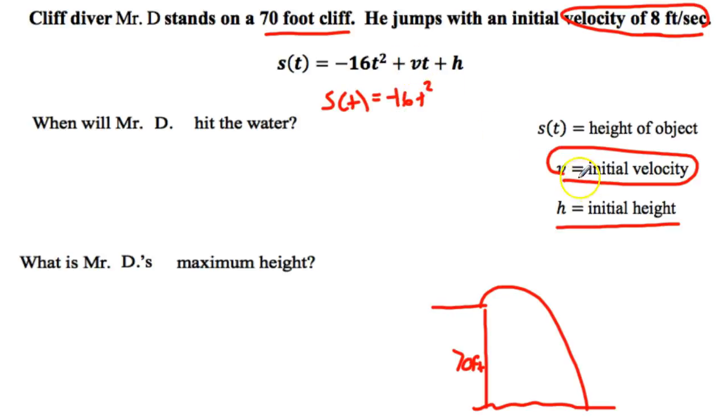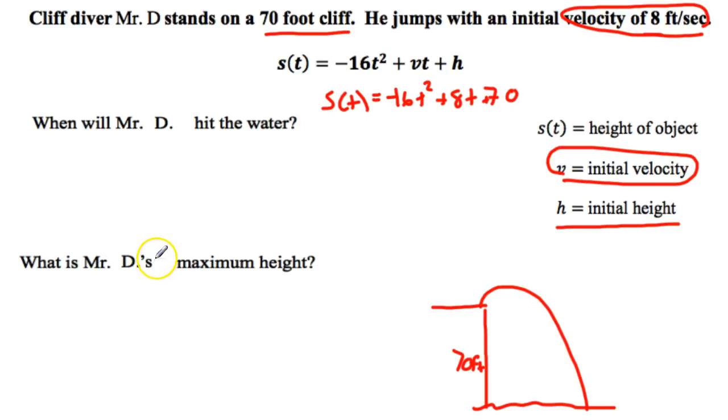The v, that's the initial velocity. So that was 8 feet per second. So I could put in an 8 plus 8t, and h is the initial height. That's where I started at. Plus 70. 8t plus 70. Alright, so I've got this equation. Now I need to find out when will I hit the water and what will be my maximum height.